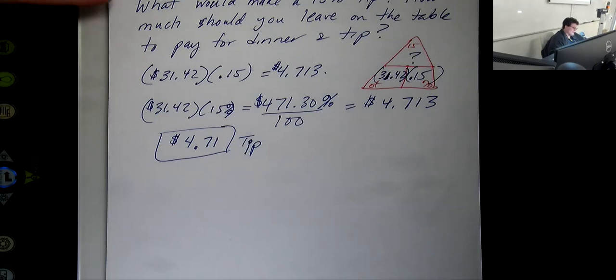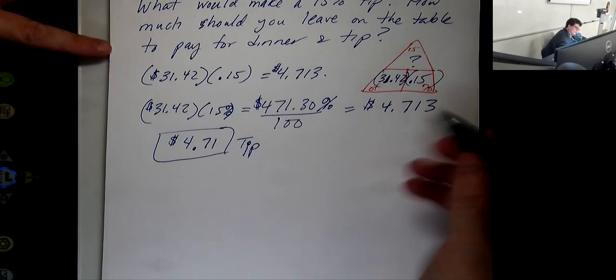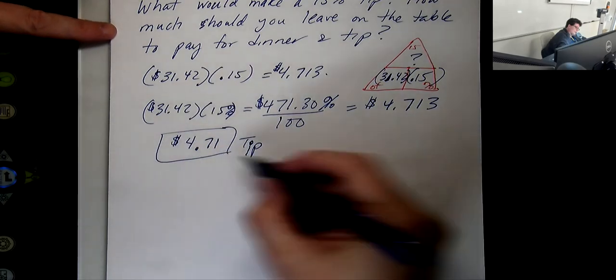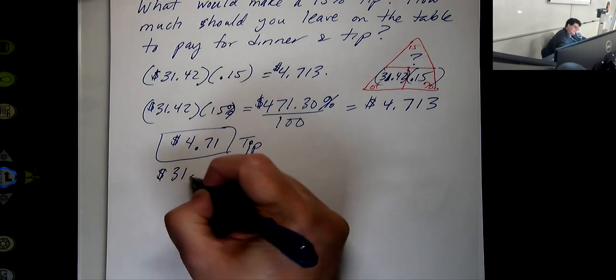You're right, but the bill was $31.42. I haven't paid that yet either. True. So how do I address paying for the bill and the tip? Adding. How are we adding them together? If I pay the $4.71 and I pay the $31.42.